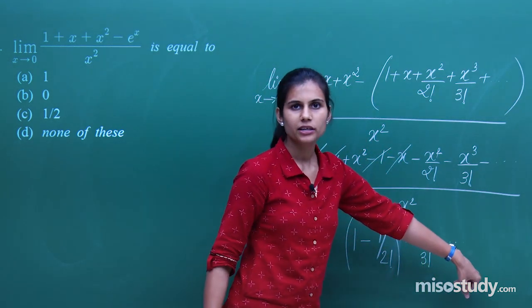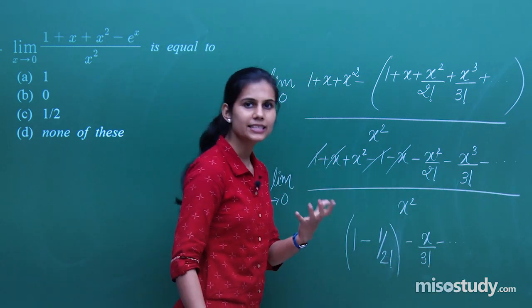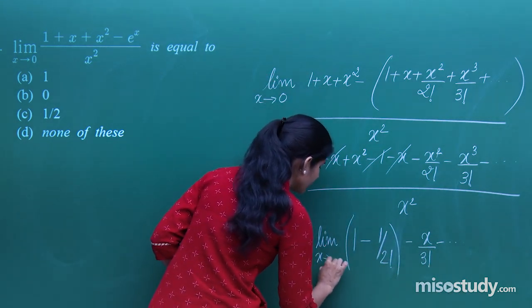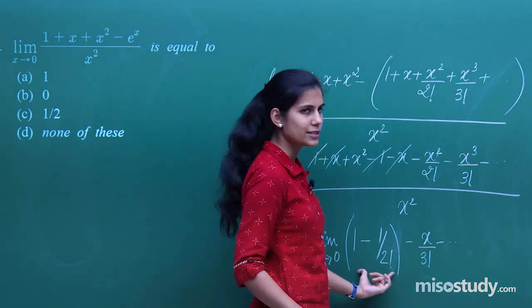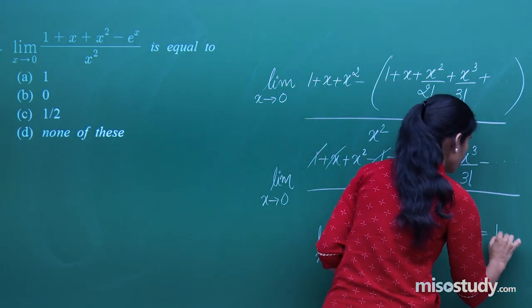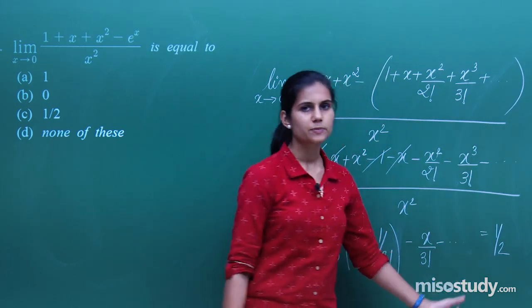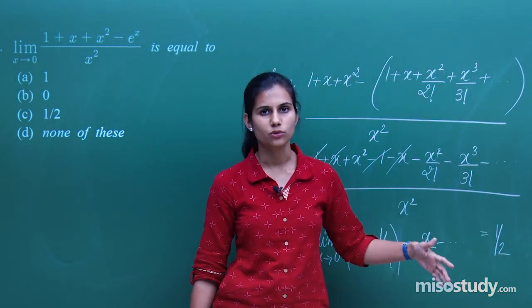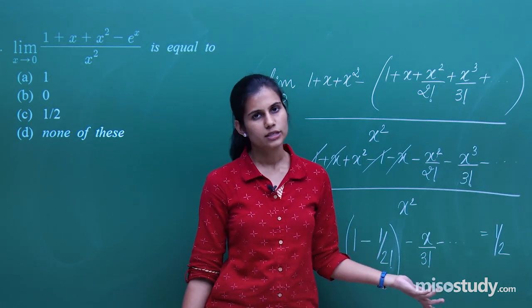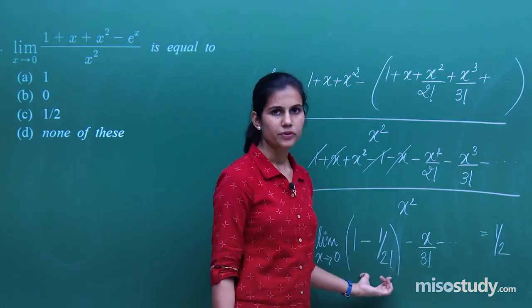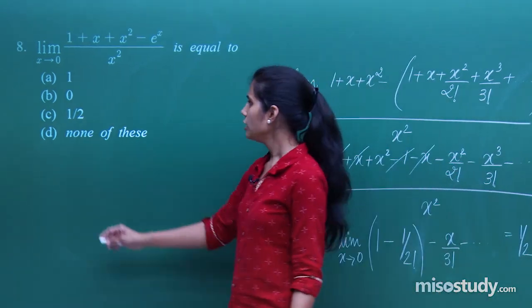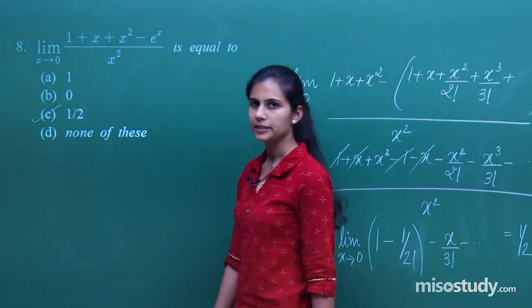All the terms from here onwards have x in them, at least one x in them, and therefore when you substitute x equals 0, you are just left with 1 minus 1 by 2, which is 1 by 2, because everything else becomes 0 upon 3 factorial, 0 upon 4 factorial, 0 upon 5 factorial, which is all 0. When you add all the zeros, you get 0, and therefore you are just left with this particular positive expression, which is 1 minus 1 by 2, that is 1 by 2. So your answer is option number C.